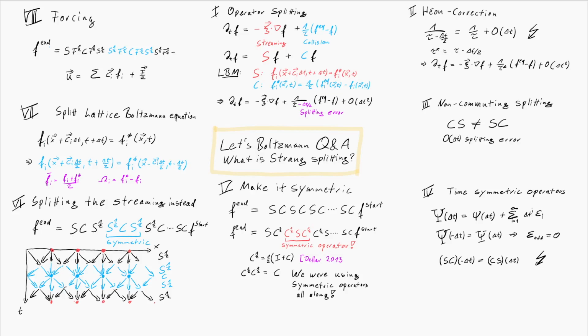So this finishes the question for what is Strang splitting in the lattice-Boltzmann method. Thank you for listening.